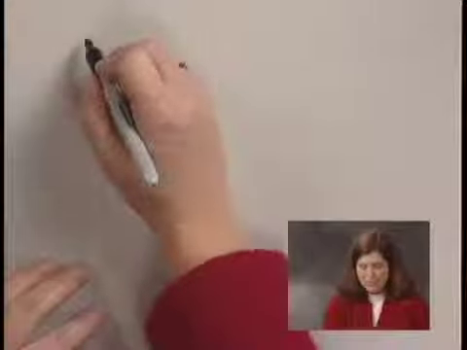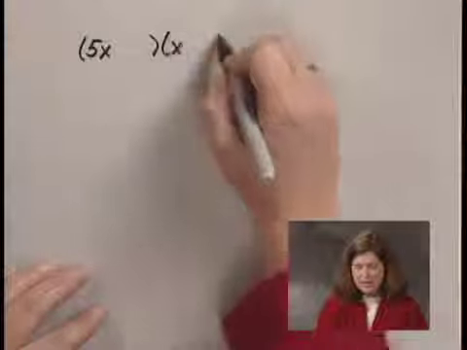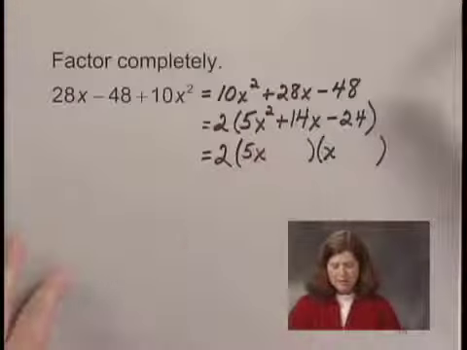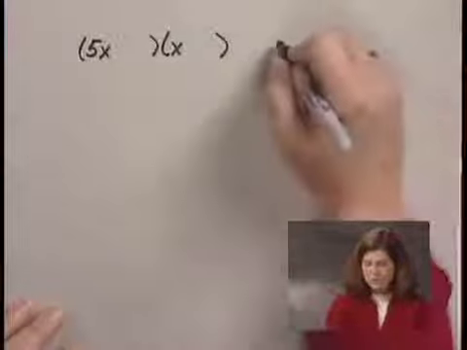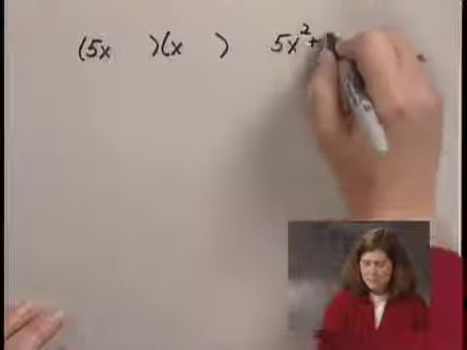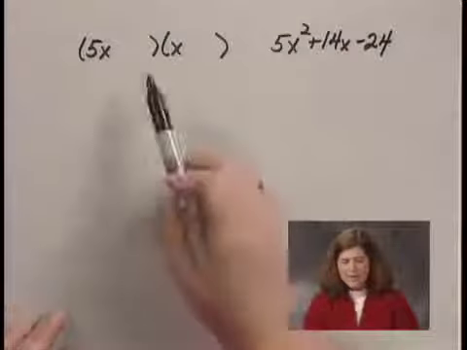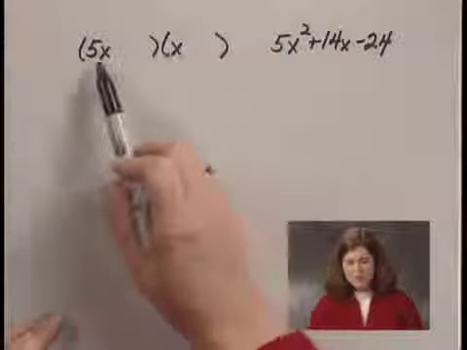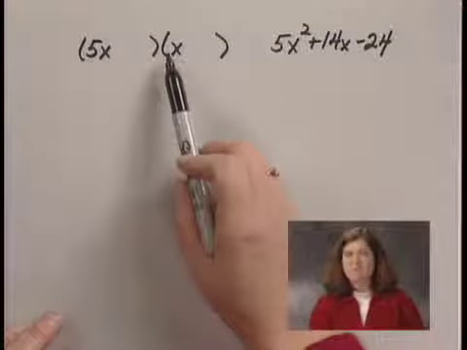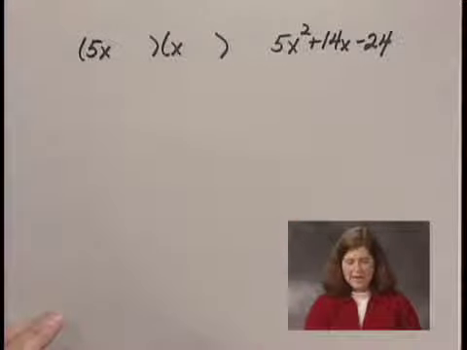So let's go to another piece of paper because it could take a little bit of work to figure out what we've got. I want 5x and x, and I want this to equal 5x squared plus 14x minus 24. Now I'm going to choose numbers so that the product is negative 24. I've already chosen the first term in each binomial so that the product is 5x squared. So what I'm really going to be checking for is the middle term of 14x.